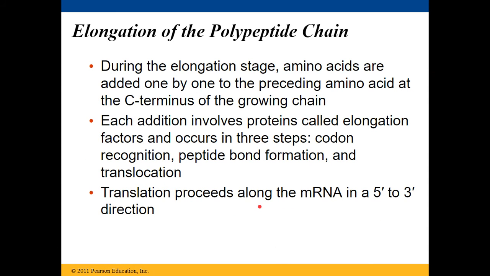Elongation. During elongation, amino acids are added one by one to the preceding amino acid at the C terminus of the growing chain. Each addition involves proteins called elongation factors that occur in 3 separate stages. First is codon recognition, second is peptide bond formation, and third is translocation. Translation proceeds along the messenger RNA, or the mRNA, in the 5' to 3' direction.